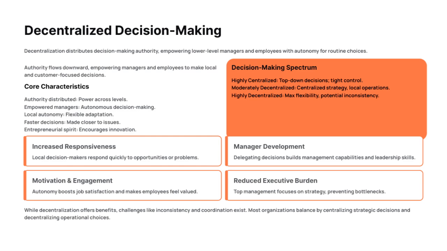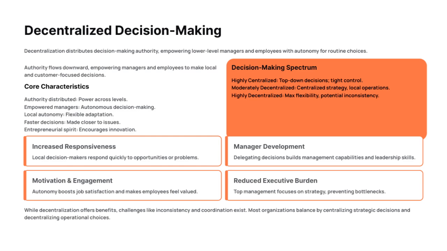Delegating decision-making also helps build management capabilities and leadership skills at various levels. This is especially important for developing future leaders and ensuring the organization can sustain growth. Another key point is responsiveness. When decision-makers are closer to the local context, they can respond more quickly to opportunities or problems, increasing overall responsiveness.